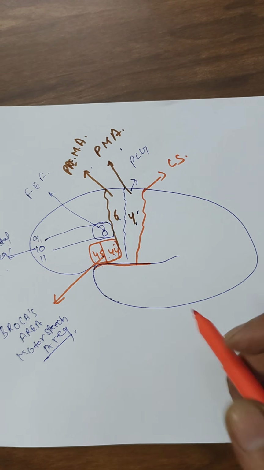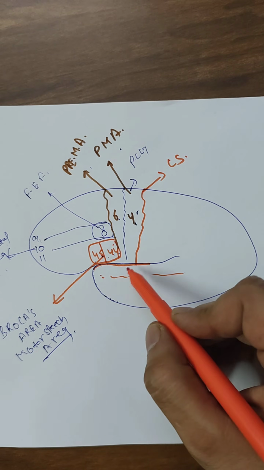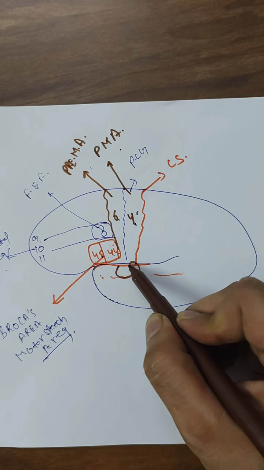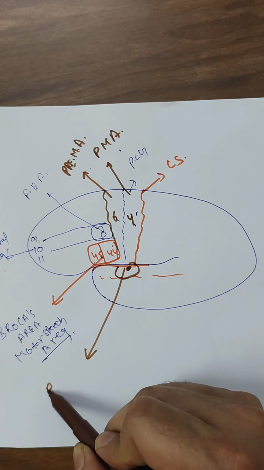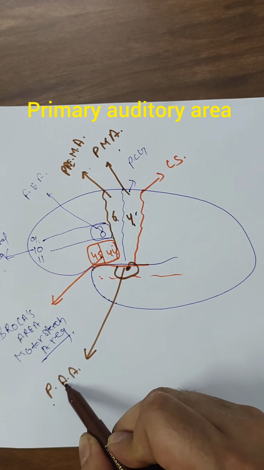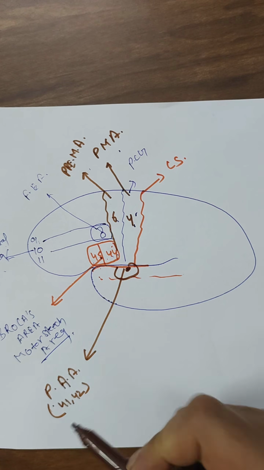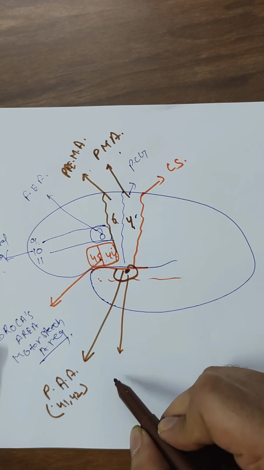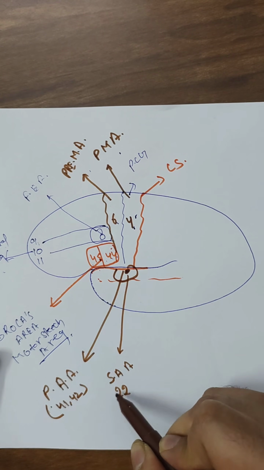So next, in the temporal lobe, this is the superior temporal gyrus, this is the middle. In the superior temporal gyrus, here we have the primary auditory area, number 41, 42. And we also have here the secondary auditory area, that is 22.